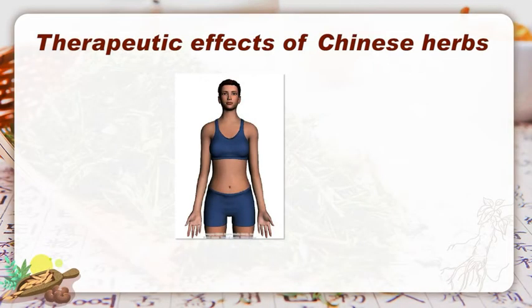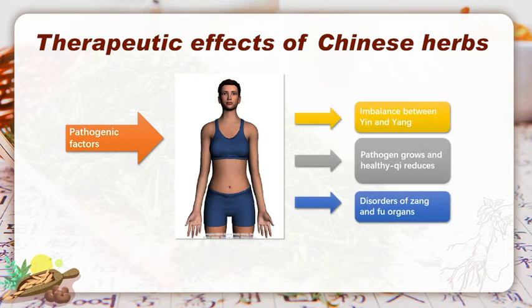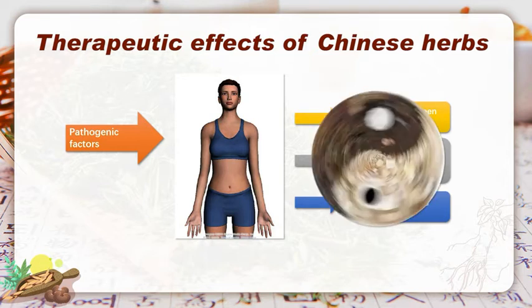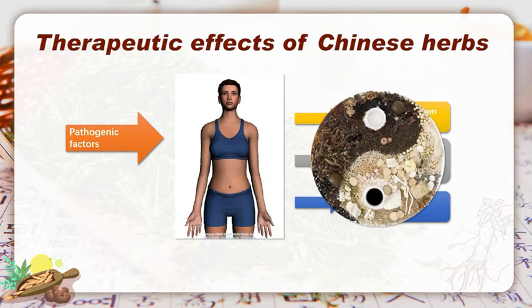When pathogenic factors attack the human body, or pathogenic factors work from the interior of the human body, that will lead to an imbalance between yin and yang, pathogens growing and healthy qi reducing, or disorders of zang and fu organs. We use Chinese medicine or herbs to treat these problems.